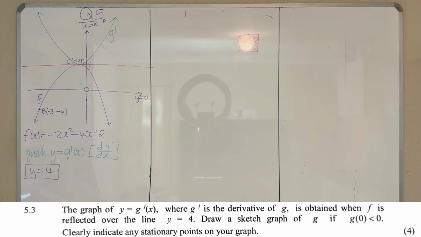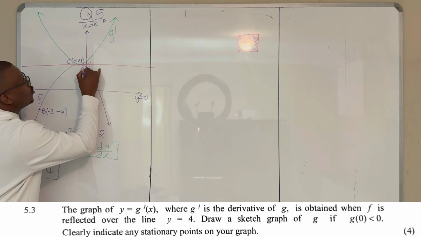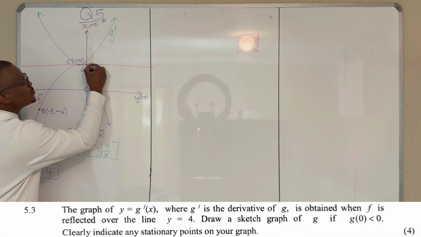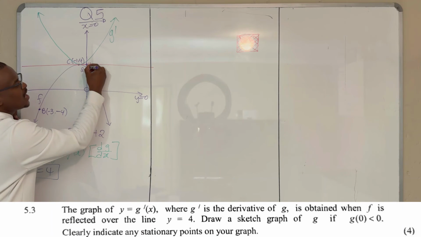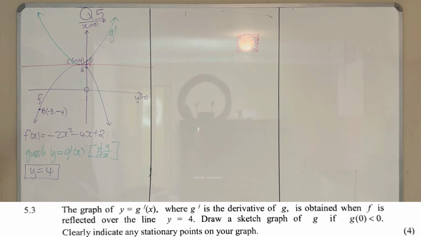Not sure if this makes sense. Look, this function f has the y-intercept 2, right? So here is 2, and here is 4. The distance between these is 2 units, right? So that distance is also 2. So this should be 6 up here. Do you understand? So this is g prime.